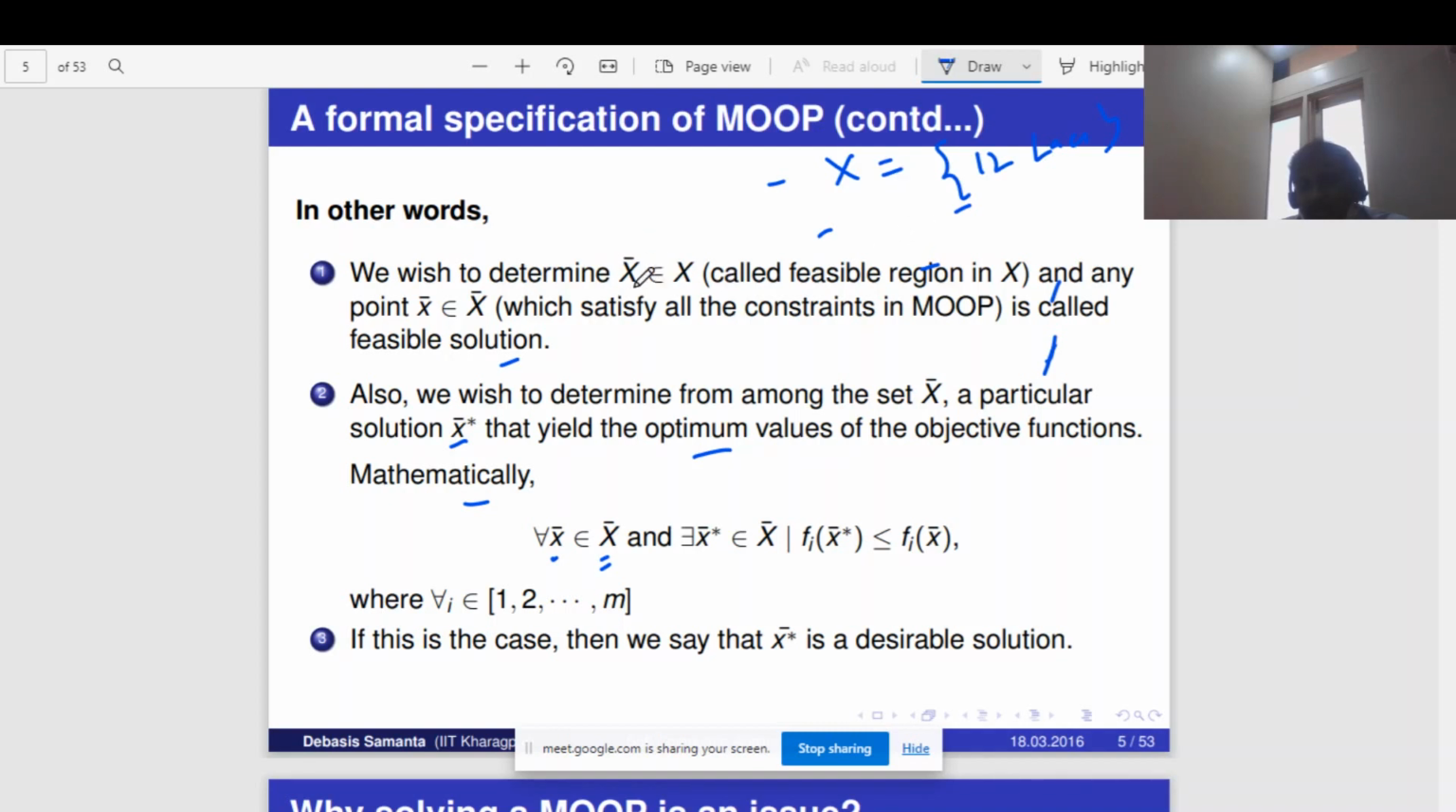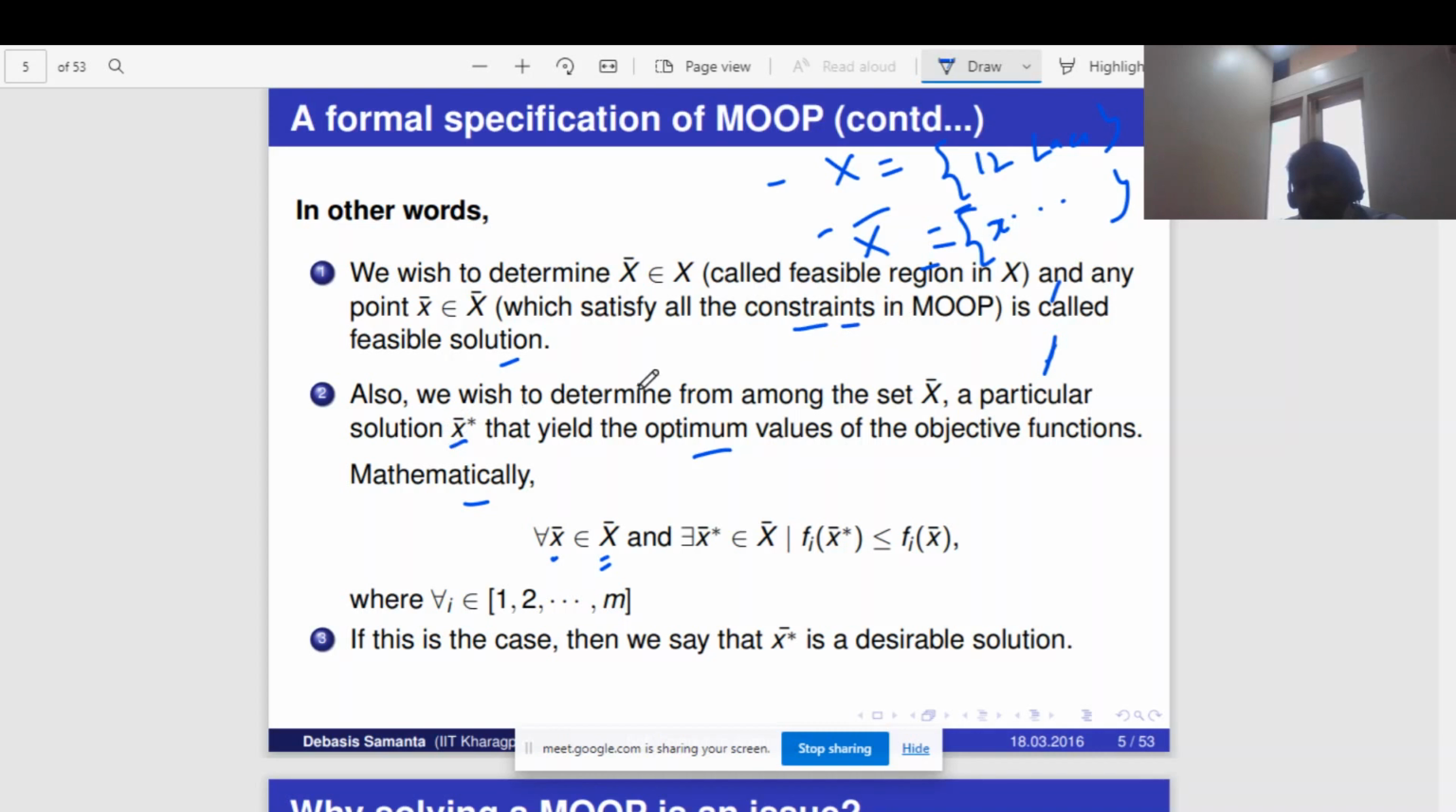So Microsoft wants to recruit. From that they will identify x dash. X dash will be, maybe they pick up all IITians. All IITians will come in x dash. Are you getting? That is x dash. So each individual in x dash satisfies this criterion, the MOOP criteria.